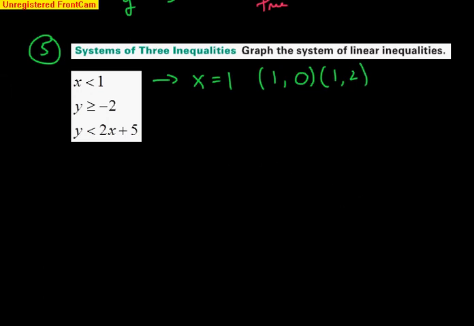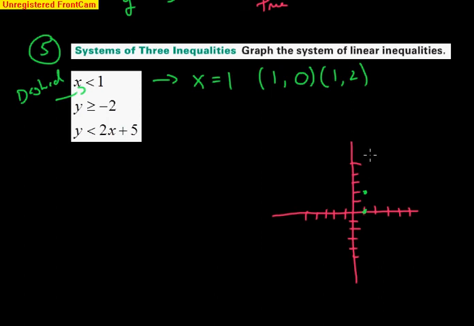So on this graph, I'll use a neutral color. Let's use red. Okay, so I'll graph the points 1, 0, and 1, 2. And I can see it's going to be a vertical line. It's not equal to, so it's dashed. So it's a dashed vertical line. And I'll leave that alone for right now, and we'll come back to it in a little bit.